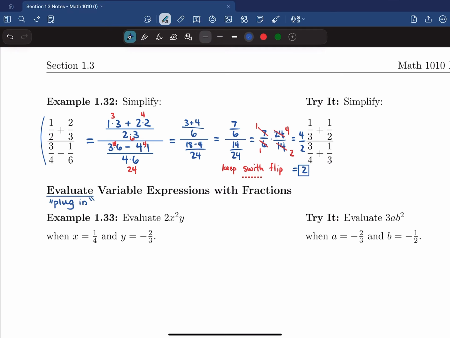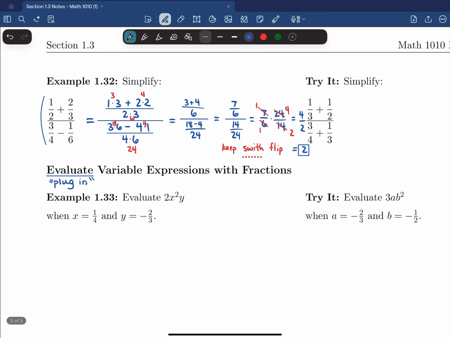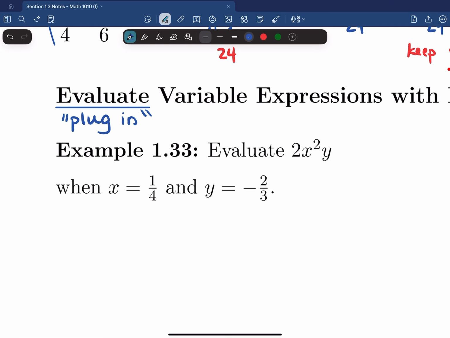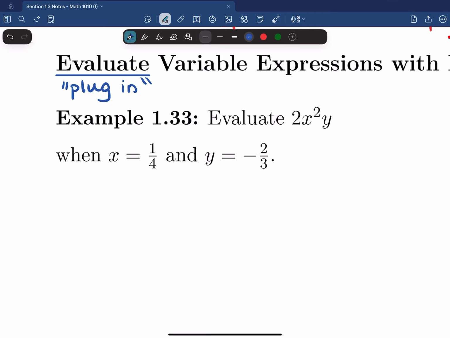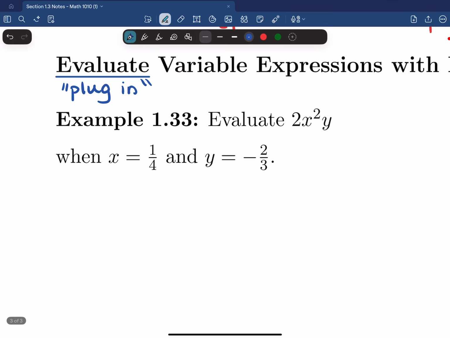Our final example of this lesson is to evaluate variable expressions with fractions. You'll recall from our very first lesson this semester that to evaluate means to plug in. All right, so we're plugging in values that are given for the variable. In example 1.33, we're told to evaluate 2 times x squared times y. And so we're given that x equals 1/4 and y equals -2/3.